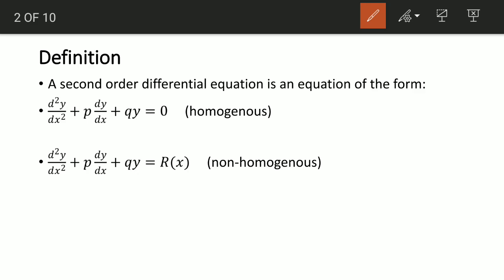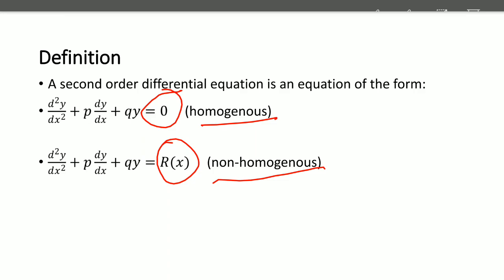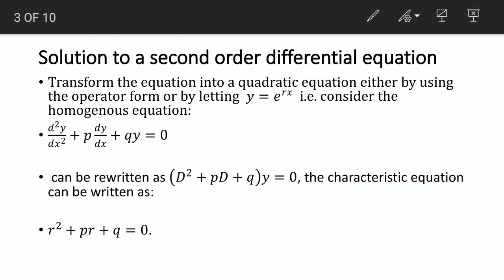Now if this equation is equal to 0, we call it a homogeneous equation. But if it is equal to a function of x, we'll call it a non-homogeneous equation. Okay. Now the solution to a second order differential equation. The first thing is to transform the equation into a quadratic equation, either by using the operator form, that's one way, or by letting y be exponential rx, that's another way.